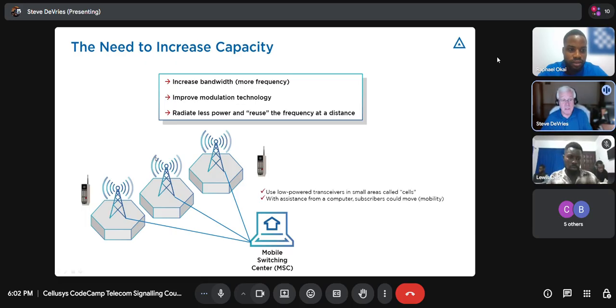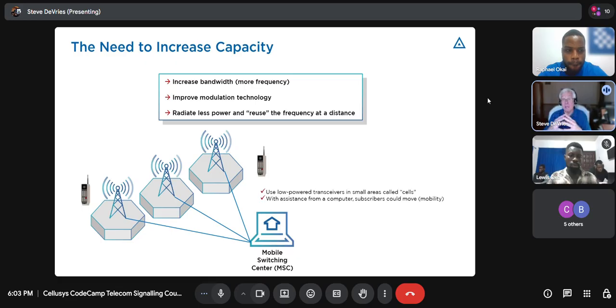Now, obviously, you can't overpower this. You can't blast thousands of watts of power so you'd bleed over to here. It'd be like me whispering. If I can whisper here, we can say the exact same thing at some distance away, and no one will hear me because you're whispering. That's the whole idea. So you want to use low-powered transceivers, which are transmitters and receivers, in smaller areas. And these areas are called cells.